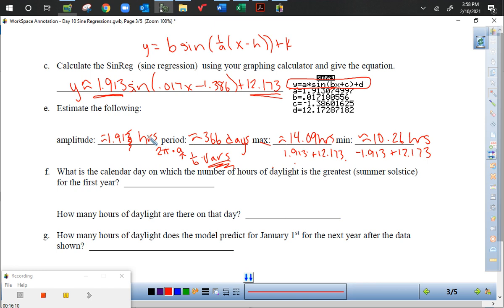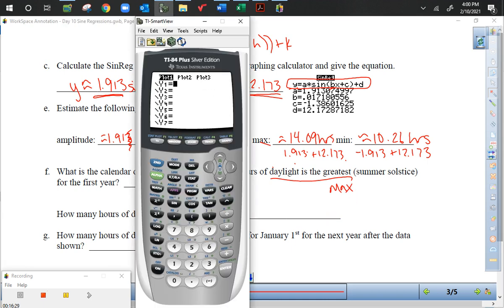On part F here, it says, what is the calendar day on which the number of hours is the greatest? This is where we're going to actually use our equation on our graph to actually trace the maximum, because we're looking for the greatest number of hours. So go to your y equals for me, please, and we're going to paste in the equation using VARS like we did for the period. So hit VARS, still statistics, but when we go over to equation, we're just using that first thing, hit enter, and it pastes in the entire equation.